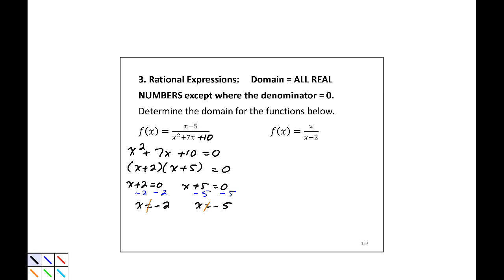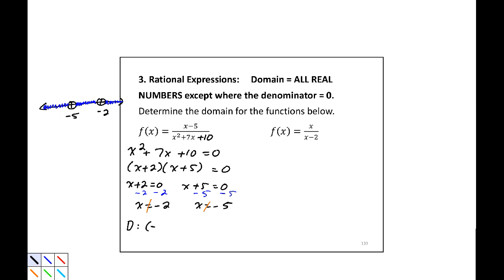So I'm going to draw a number line over to the side. And I'm going to put a point. See here, negative 5 is on the left and minus 2 is on the right. I'm going to shade every part of this number line except for those two numbers. So from minus infinity up to -5, skip over -5, continue shading between -5 and -2, skip -2, and from -2 to positive infinity.